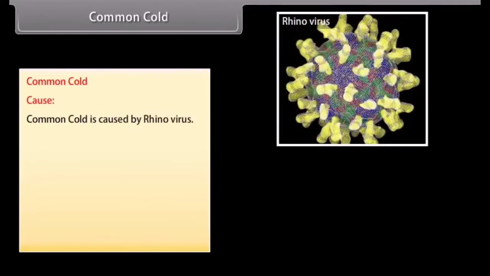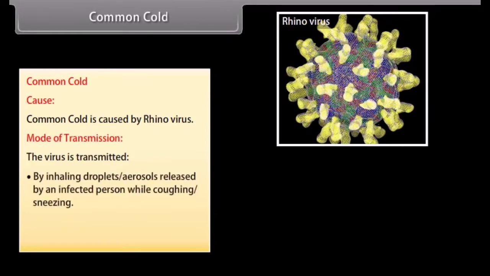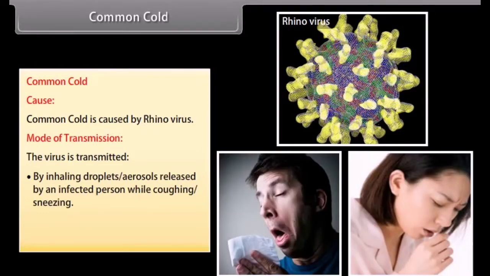Common cold. Cause: the common cold is caused by rhinovirus. Mode of transmission: the virus is transmitted by inhaling droplets and aerosols released by an infected person while coughing or sneezing, and by using contaminated objects like pens, books, mouse, etc.